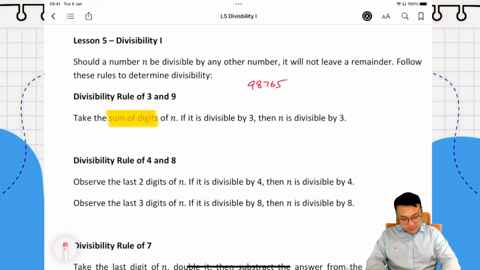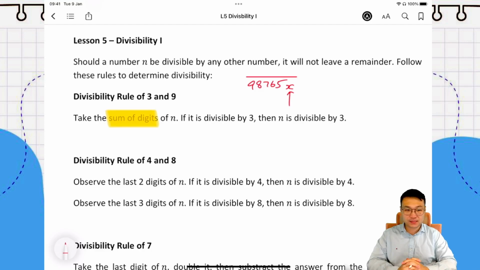Now, what if I do this? Imagine you have a 6-digit number, and I tell you that this number is divisible by 3. If I tell you that this number is divisible by 3, what is the value of x? Can you tell me what is the value of x? What is a possible value of x? Any of the possible values of x.